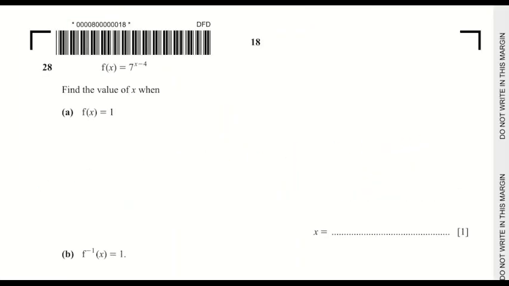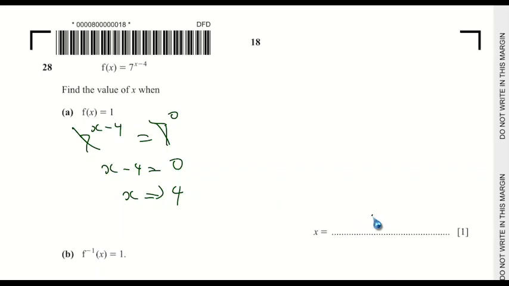That's a new question, unlike the ones that used to come with this geometric stuff, right? So question 28, find the value of x when f of x equals 1. So when f of x equals 1, we have 7 to the power of x minus 4 equals 1. So we can write this one as 7 to the power of 0, which is still 1. So this cancels this. x minus 4 equals 0, which implies x equals 4.